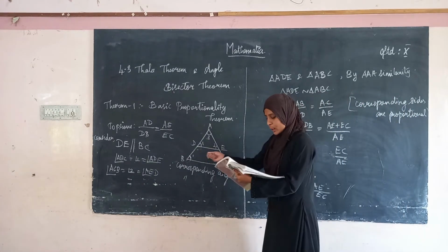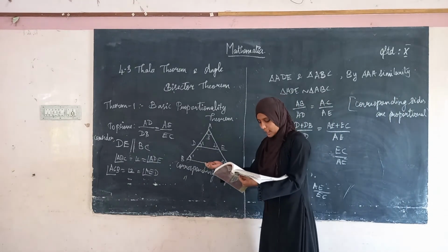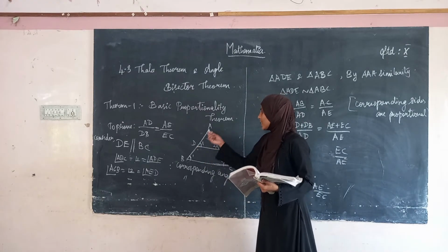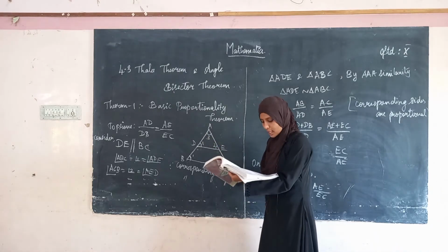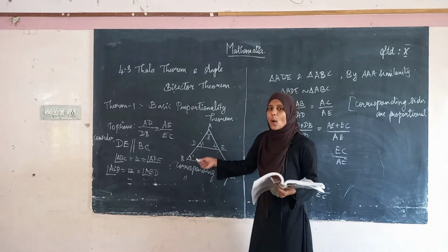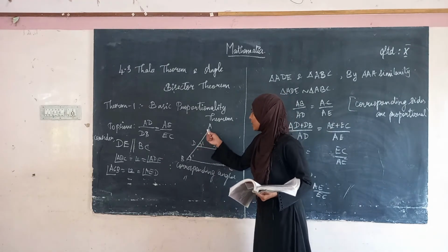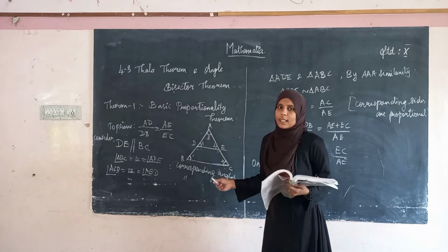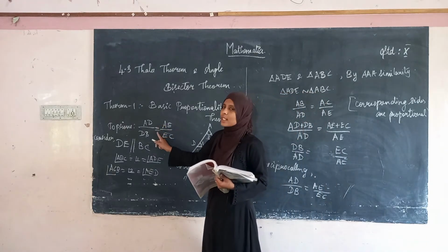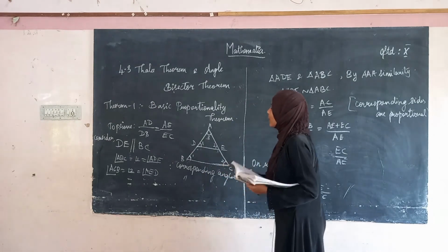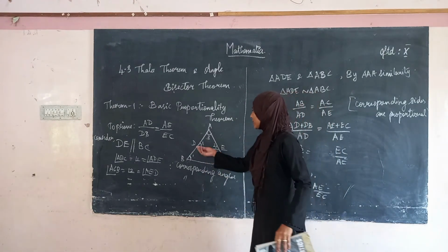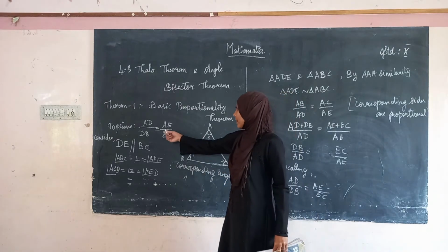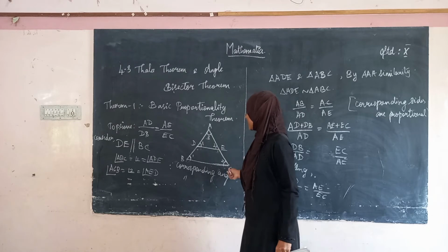A straight line drawn parallel to a side of the triangle, intersecting the other two sides AB and AC, divides the sides in the common ratio. This point is dividing AB as AD divided by DB is equal to AE divided by EC, in the common ratio. So we took DE parallel to BC, and we have to prove AD divided by DB is equal to AE divided by EC.